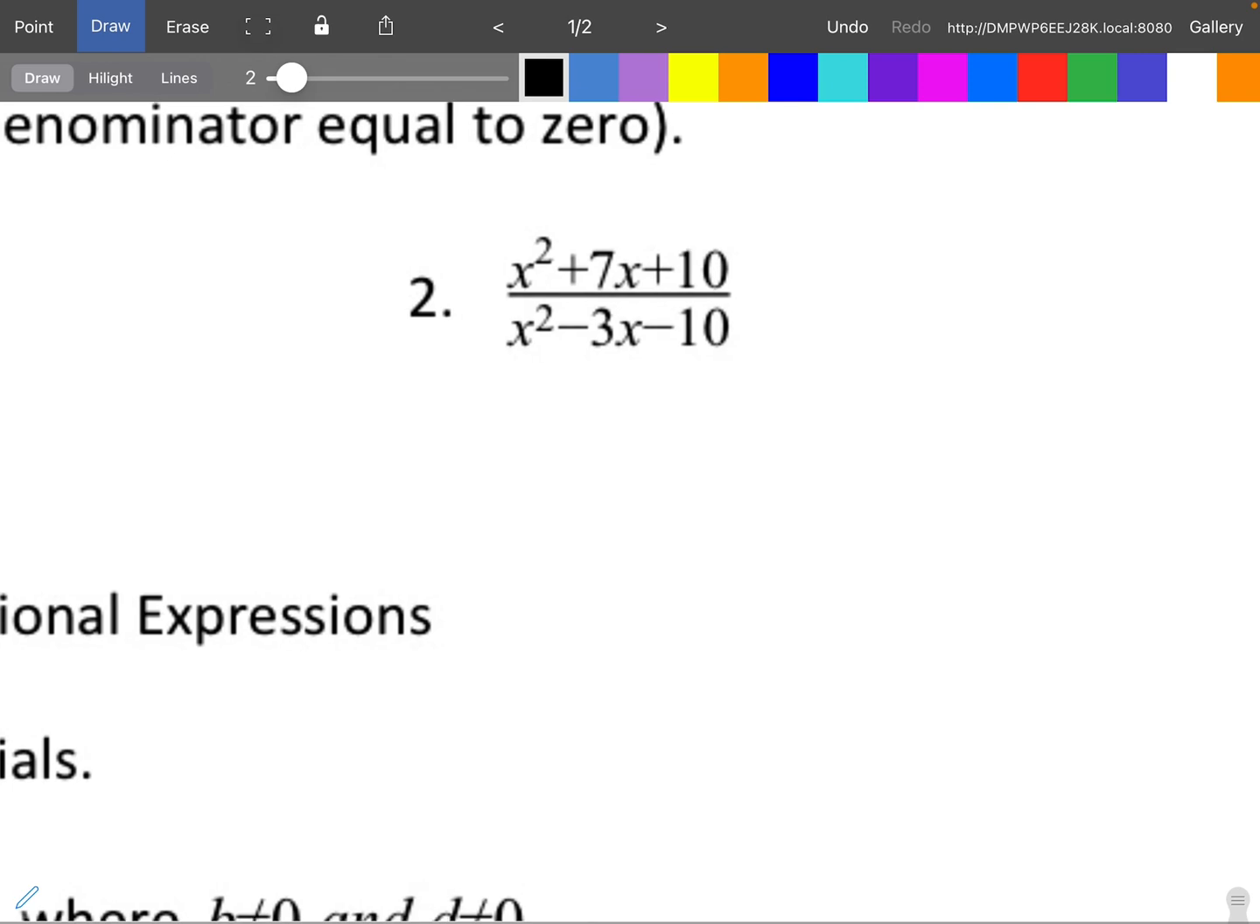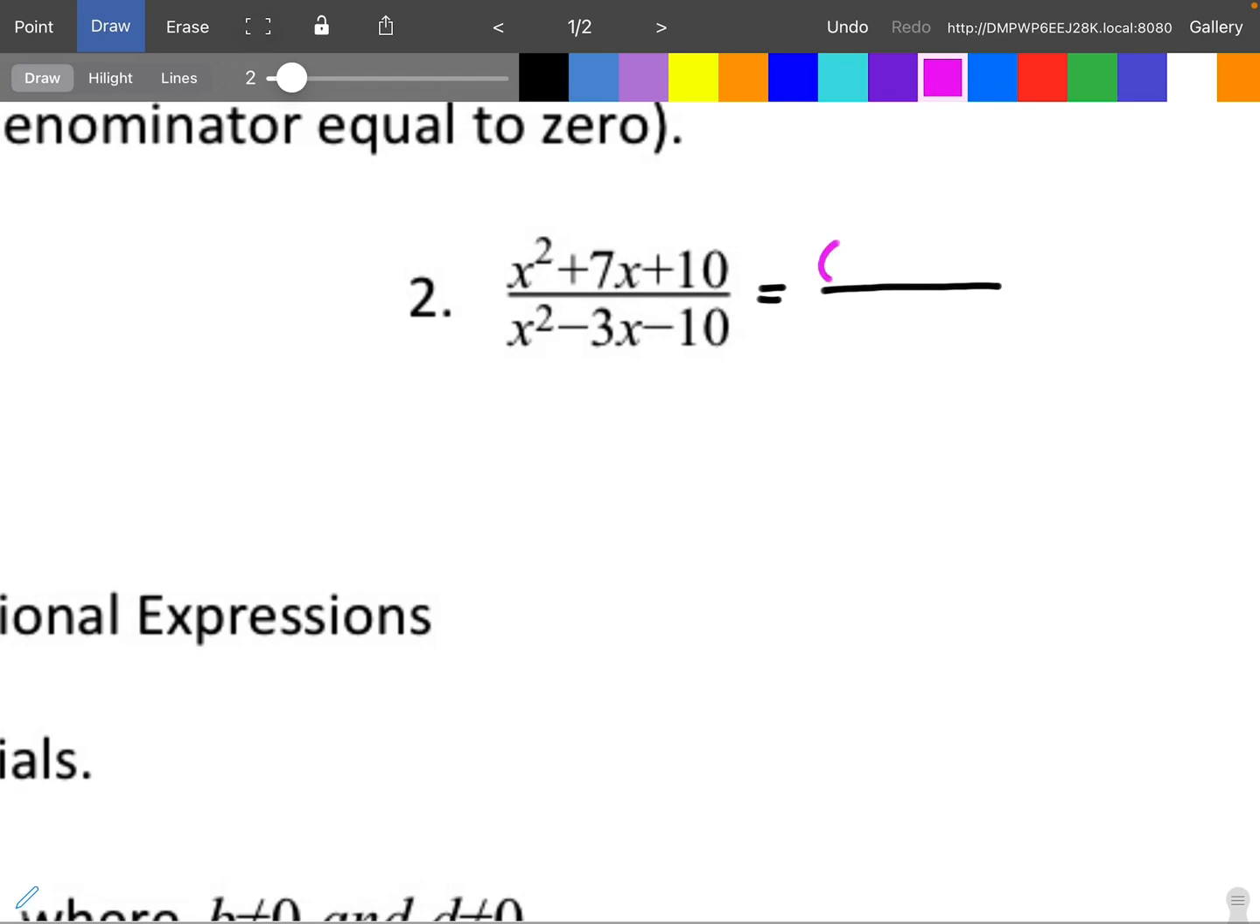Now for number 2, I do have more than one term in the numerator and denominator of the fraction. So when that happens, I can't just start simplifying things. I can't say, oh, hey, I have x squared and x squared. Those divide out to give me 1. It doesn't work that way. So when I have more than one term on the top or more than one term on the bottom, I have to factor.